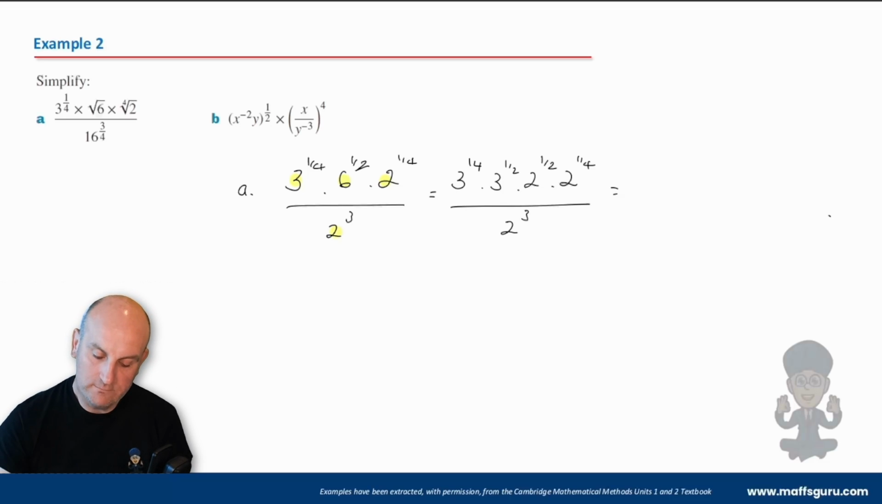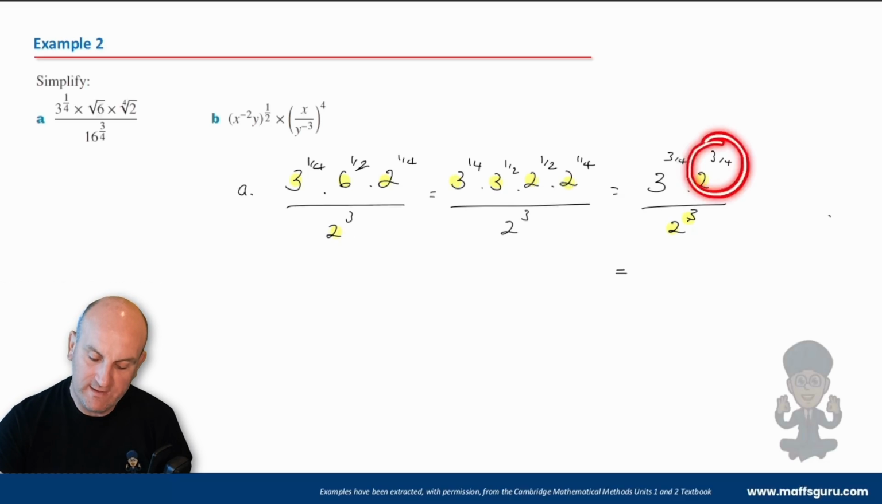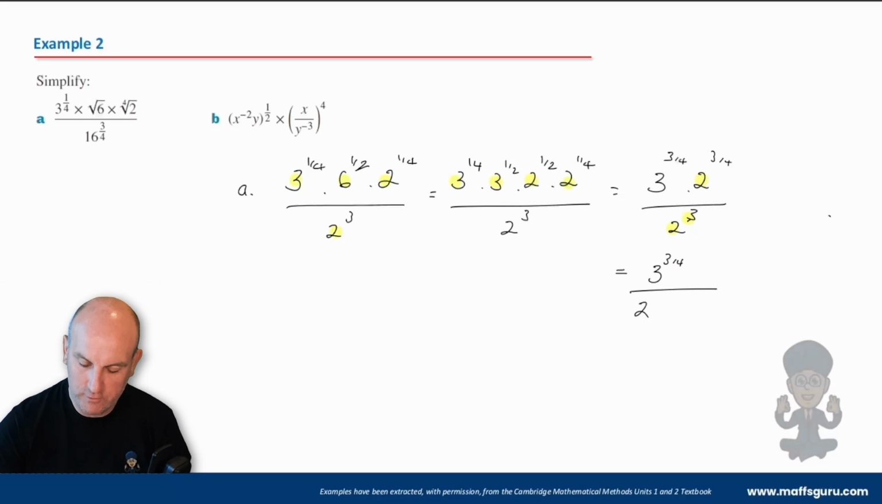Right, so what have we got now? Well, we know that where we have the base numbers that are the same, we can now add the powers. Base numbers are the same, add the powers. So that's going to give me 3 to the power of a quarter plus a half, which is 3/4, times 2 to the power of 3/4, divided by 2 to the power of 3. Okay, so moving on to the next step. Well, we now realize that we can actually move this down here, and that's going to give me 3 to the 3/4 divided by 2 to the power of 3.